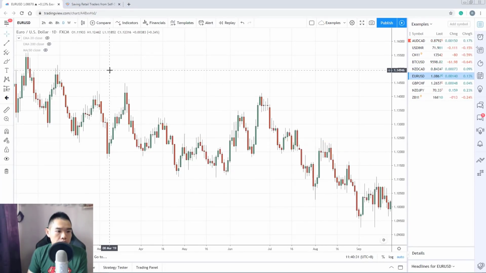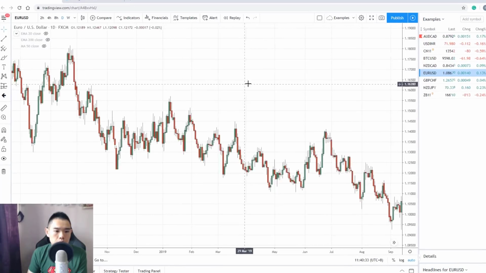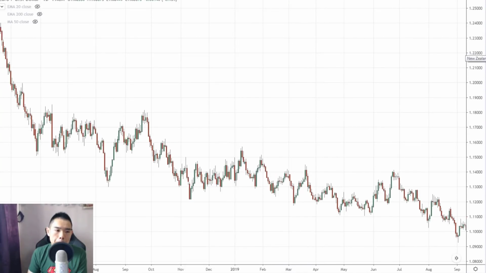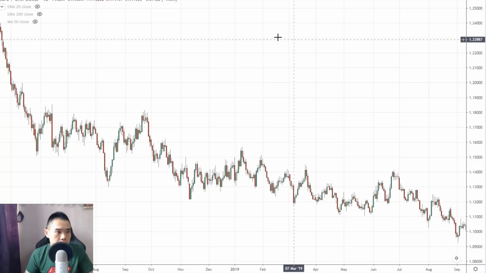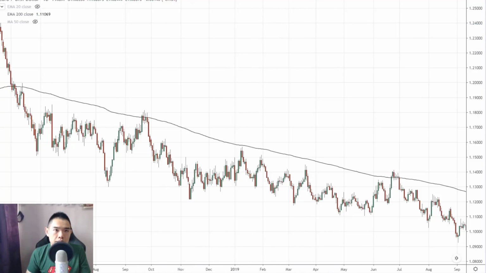So for this one over here, the euro dollar, look at this chart. Where is the area of value? You can use a few techniques to define your area of value. You can use moving average, you can use trend lines, trend channels, etc. So in this case, I would say the 200 MA is a possible area of value for this market on this time frame. Tested quite a number of times here, here, and here.